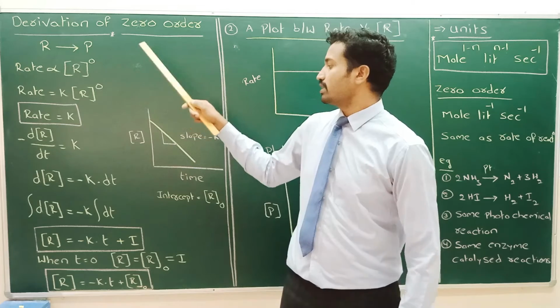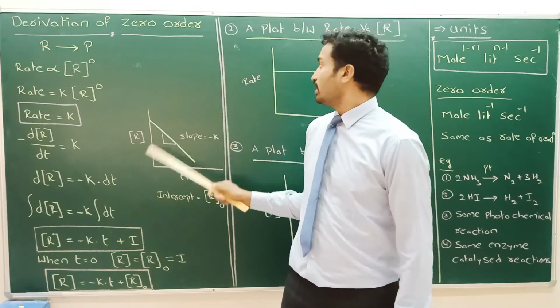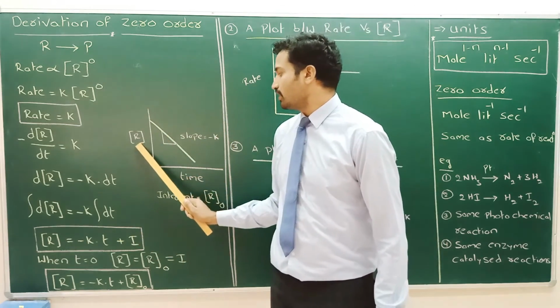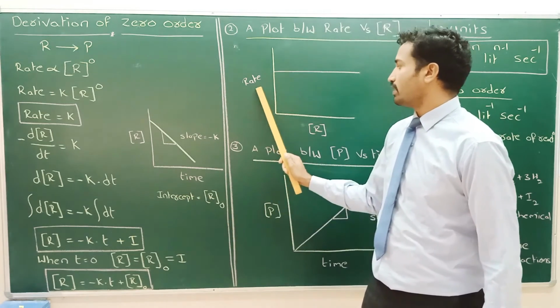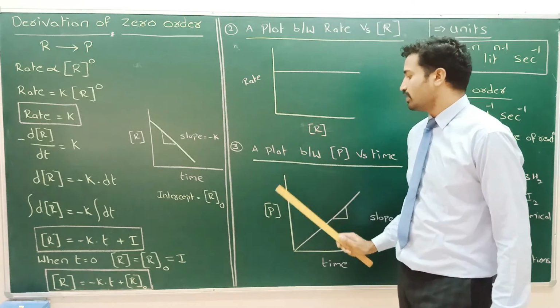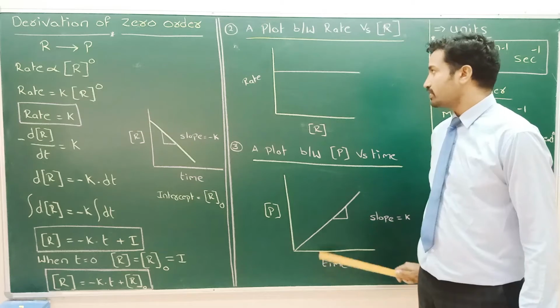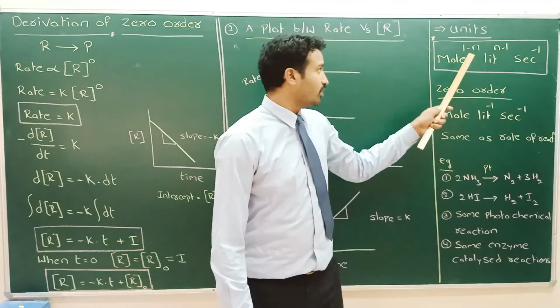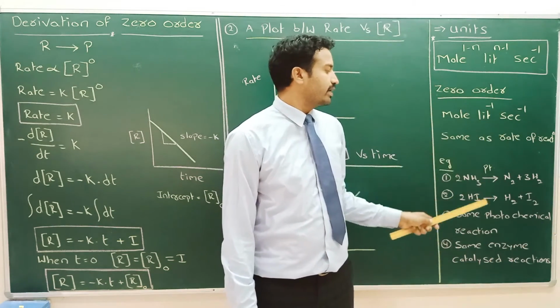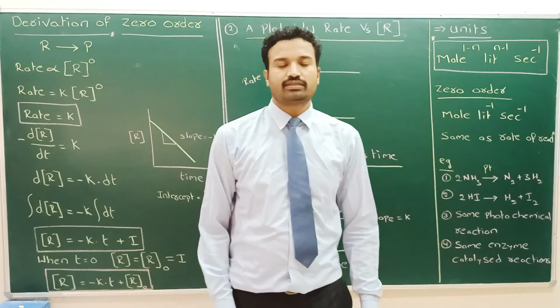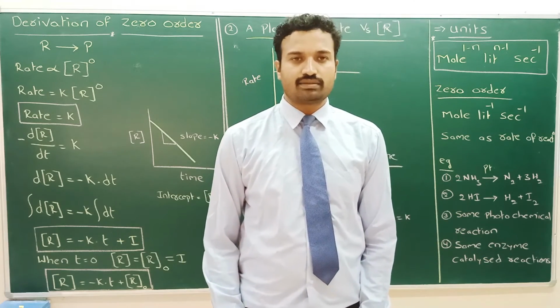Again, this is the derivation of the zero order reaction. Graphs: one is reactant concentration versus time, second is rate versus reactant concentration, third is product concentration versus time. Next, units of zero order reaction and examples of zero order reaction. Next we will see first order reaction.